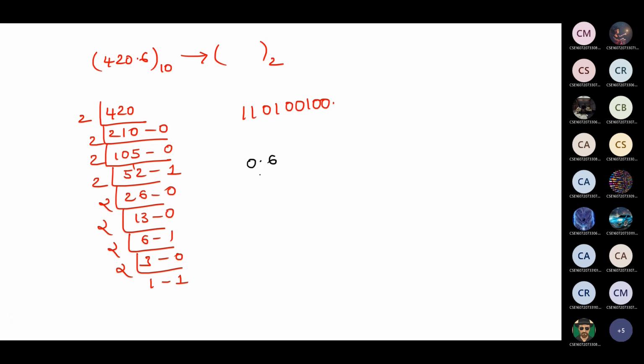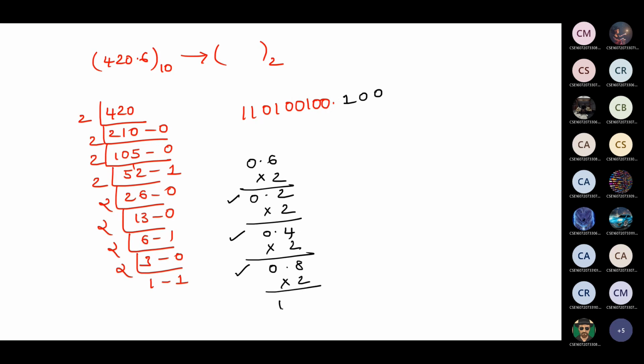So 0.6 multiply it with 2. So 6 into 2 is 12, 1.2. So result is 1 and convert it back to 0. Next again multiply it with 2. So this will be 0.4. Note down this result 0. Again multiply it with 2. 4 into 2 is 8, 0.8. So result is 0. Again this is 1.6. The result is 1 and change it back to 0.